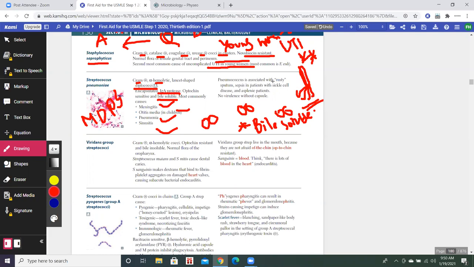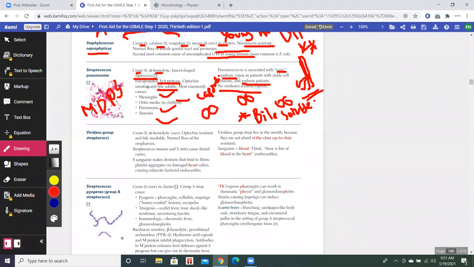The pneumococcus is associated with rusty sputum in pneumonia, and sepsis in patients with sickle cell disease and asplenic patients. We know that since it is an encapsulated, IgA protease-producing organism, it will cause disease in asplenic patients. And if it loses its capsule, then it has no virulence factor. So the capsule is the virulence factor. Don't forget this one either. The capsule is important. Okay, are we clear about Streptococcus pneumoniae? Yes or no?